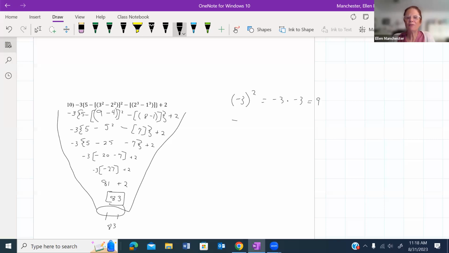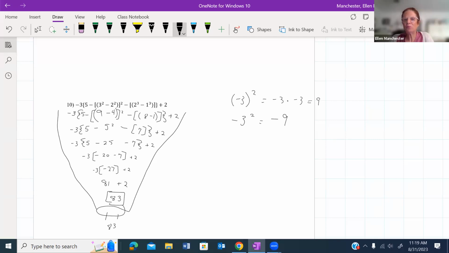+9. If you have the opposite of 3 squared, that's without parentheses, that's literally what that minus sign is saying, the opposite of 3 squared. So you have the opposite of 3 squared, which is -9. So those parentheses make a big difference.